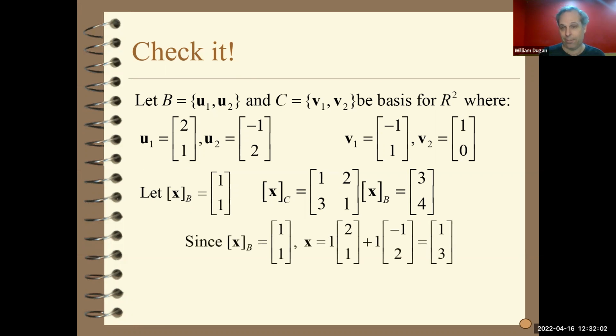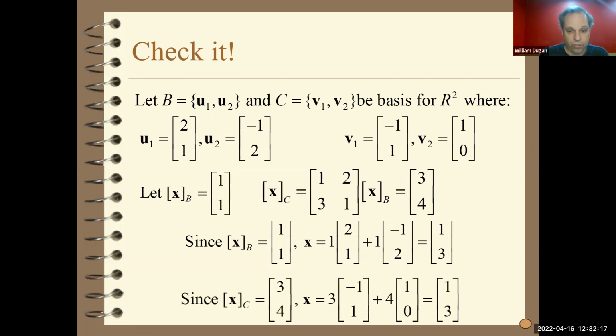So the vector X, since X's coordinates relative to B are 1, 1, X would then have to be 1 times U1 plus 1 times U2. That's the vector 1, 3. But X's coordinates relative to C are 3, 4. So then X has to be 3 times V1 plus 4 times V2, and that's the vector 1, 3. And you have to get the same answer because you're referring to the same vector in the vector space. That vector's not moving. It's how you relate to it, how you represent it that's changing. And I think that's enough for that idea.